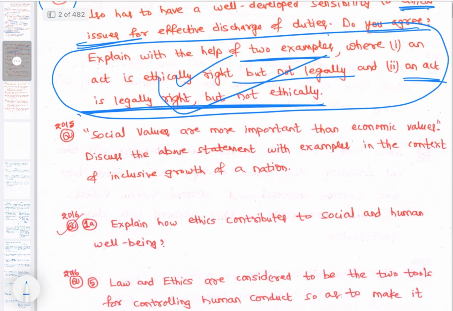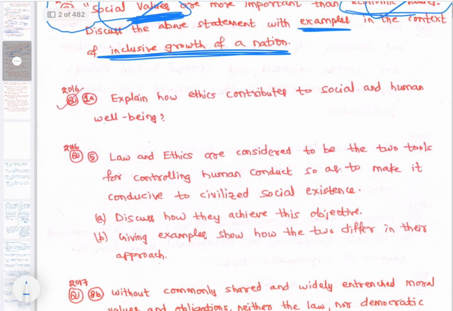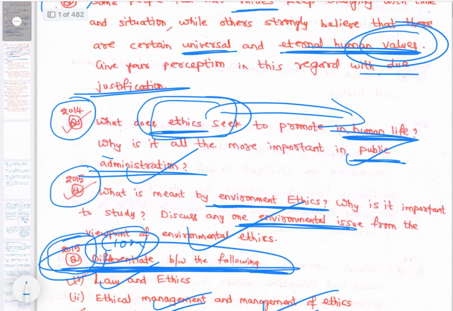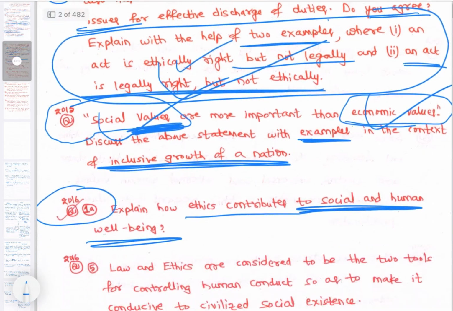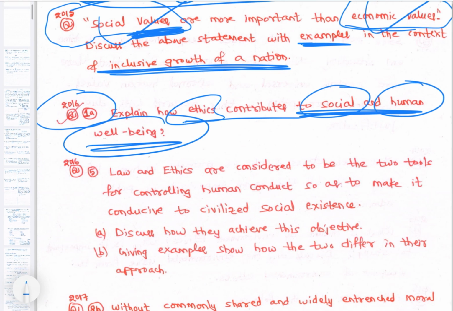Then in 2015 there is one more question, that is, social values are more important than economic values. So now the question is on values, and it is talking about different types of values, that is social values and economic values. Discuss the above statement with examples in the context of inclusive growth of a nation. Then in 2016, explain how ethics contributes to social and human well-being. See, if you see here, what does ethics seek to promote in human life? See, again a similar type of question, ethics contributes to social well-being and human well-being. We'll be discussing these questions also.